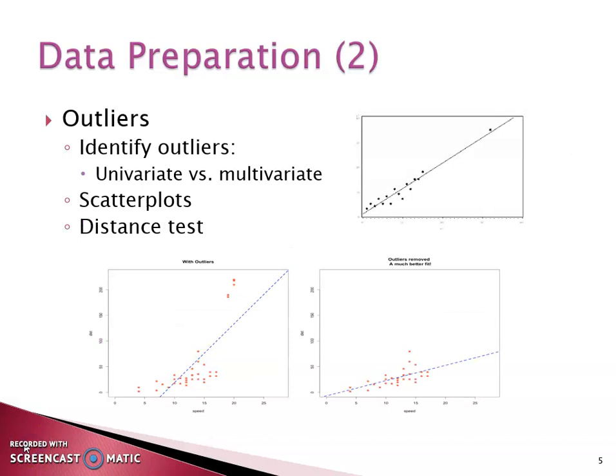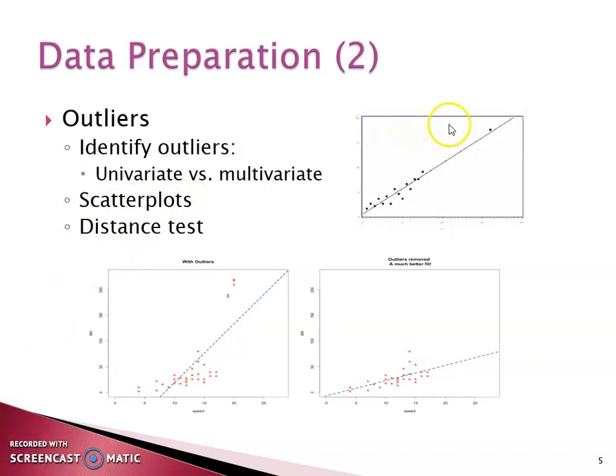Outliers are another issue you need to consider when you prepare your data. It's easy to identify univariate outliers. You just look at the distribution of a single variable and see if any of the cases has extremely high or low values. It is difficult to identify multivariate outliers. We learned in regression to use distance tests to identify those outliers.